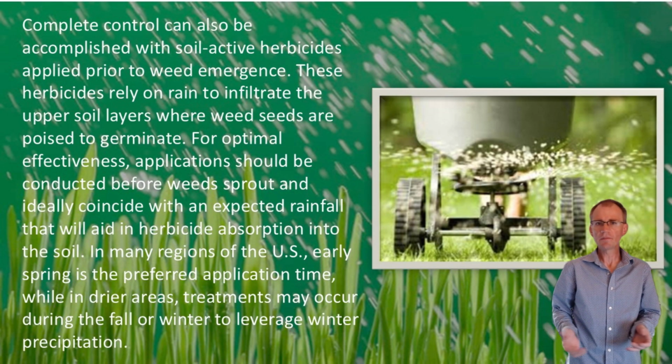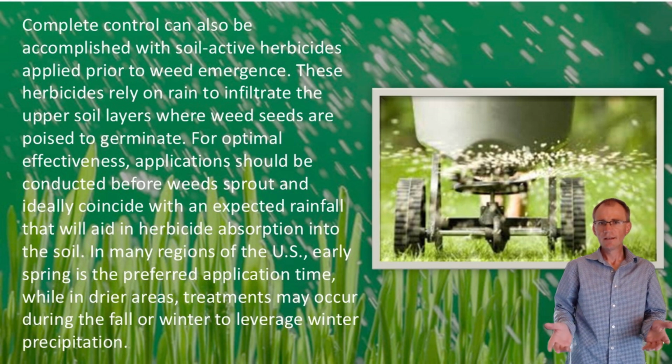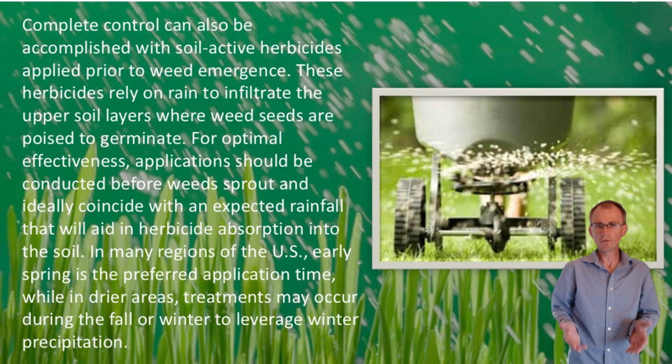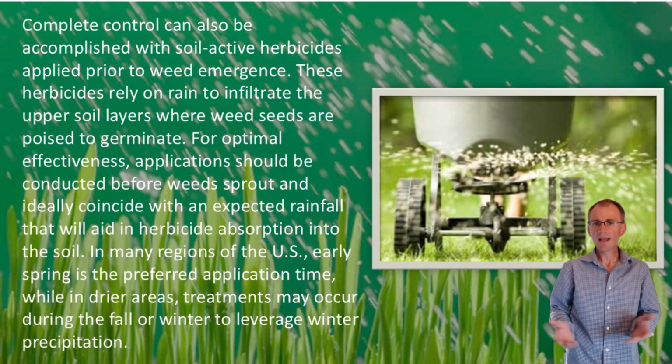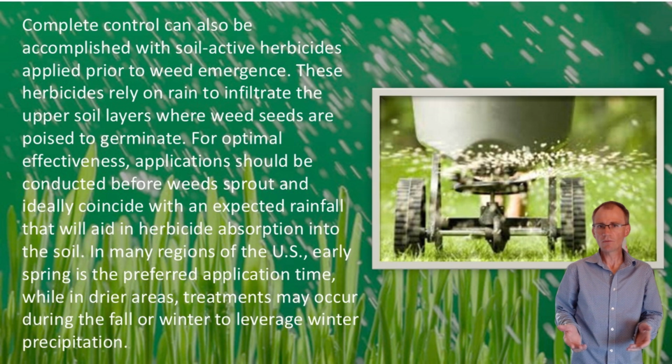Complete control can also be accomplished with soil-active herbicides applied prior to weed emergence. These herbicides rely on rain to infiltrate the upper soil layers where weed seeds are poised to germinate. For optimal effectiveness, applications should be conducted before weeds sprout and ideally coincide with an expected rainfall that will aid in herbicide absorption into the soil. In many regions of the U.S., early spring is the preferred application time, while in drier areas, treatments may occur during the fall or winter to leverage winter precipitation.